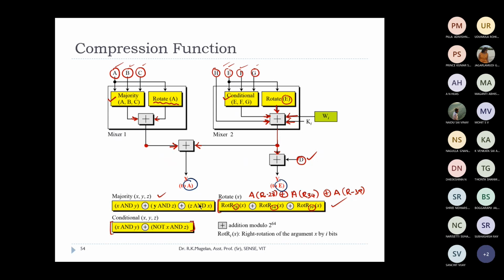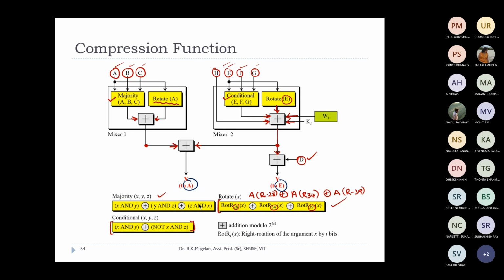What is happening here? Excuse me, sir. Yeah, Kashmish. Sir, this is only one round, right? This is only one round. Like this, 80 rounds will go for compiling one block of this 1024 bit.